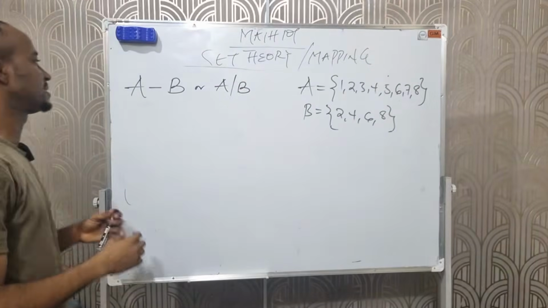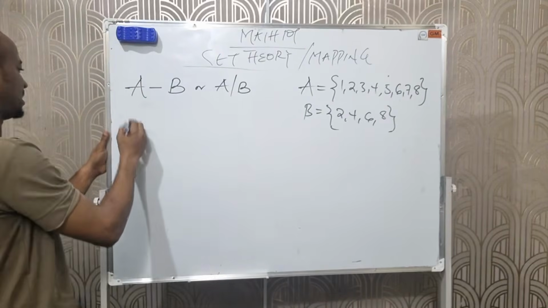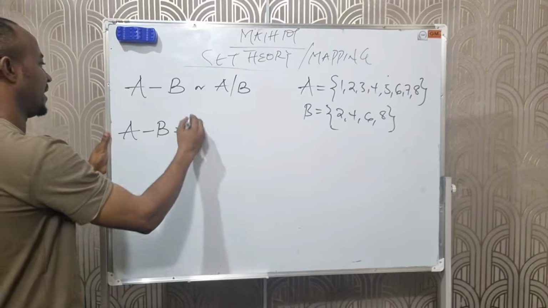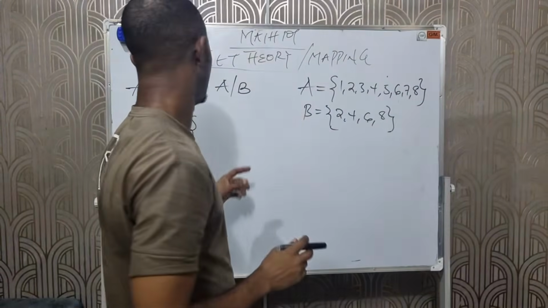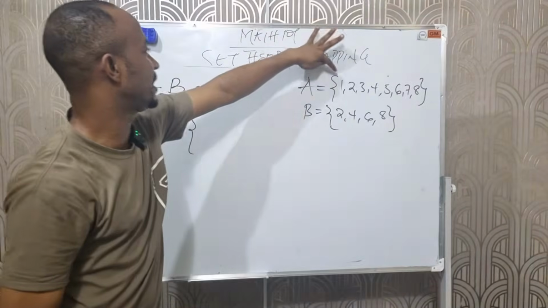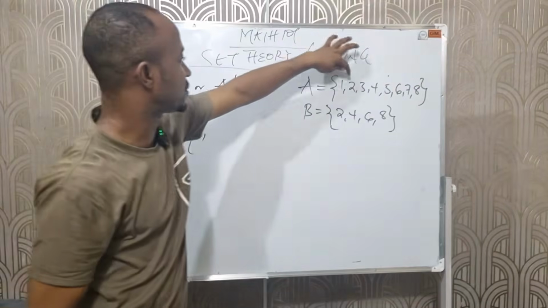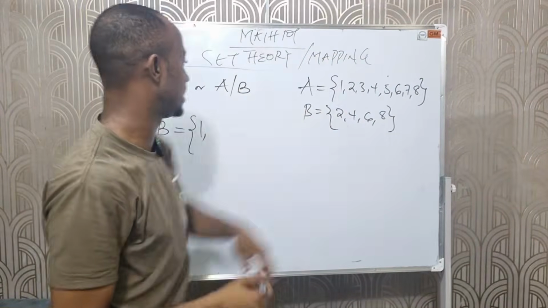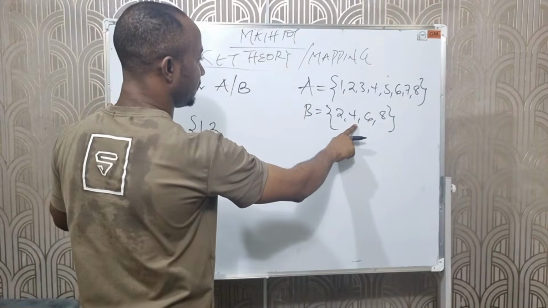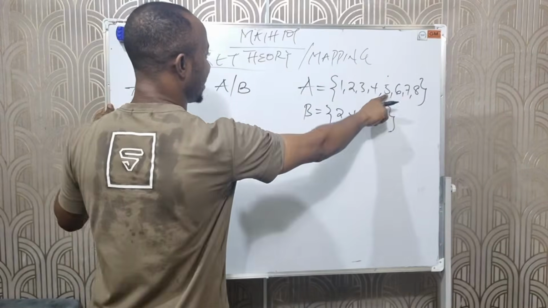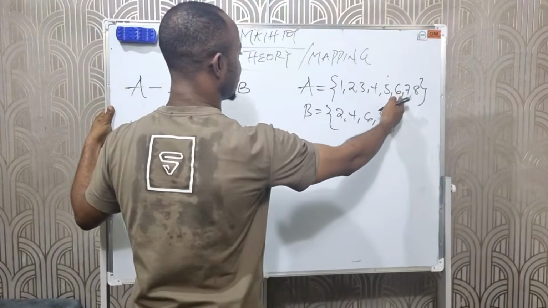A difference B means what are the elements that we can find in A that are not in B? Let's check them out. A difference B: elements that are found in A but not in B. We have 1 in A but not in B, so the first element is 1. We have 2 here, but it's also in B. We have 3 here, but it's not in B, right? The answer is 3. Then we have 4, there is 4 in B. We have 5 here, but there's no 5 in B. Then the next is 7.